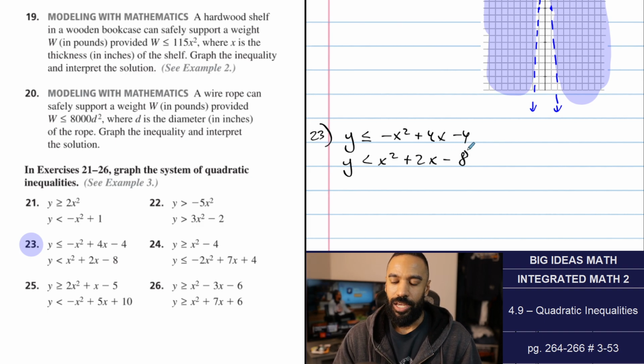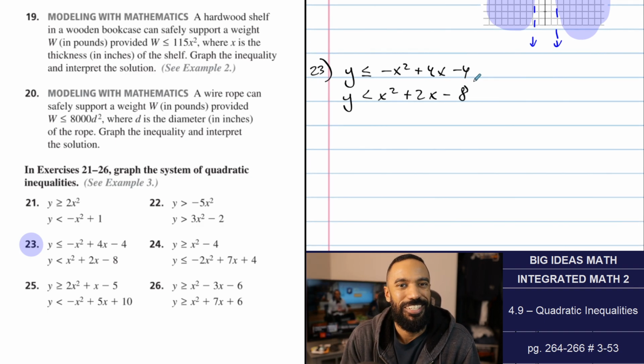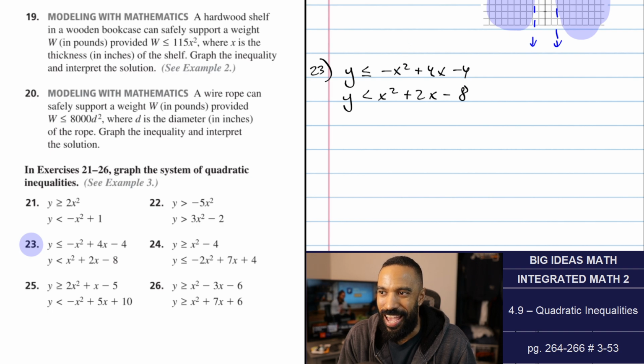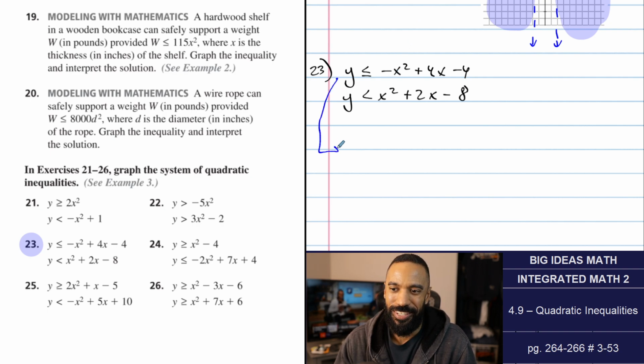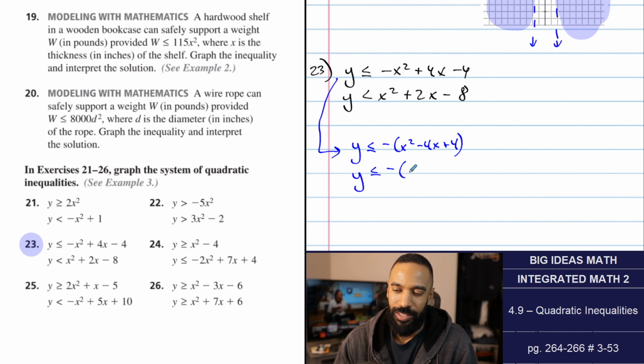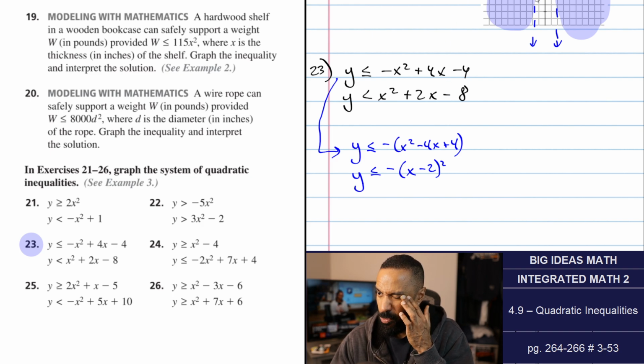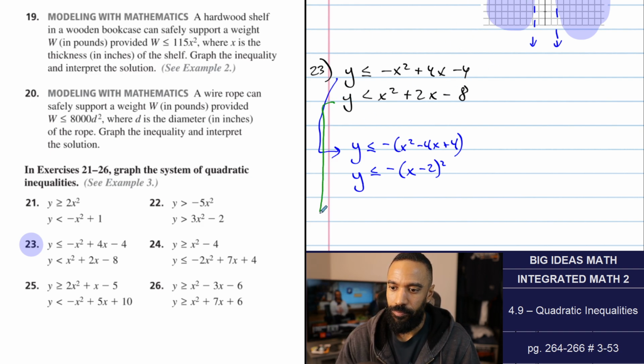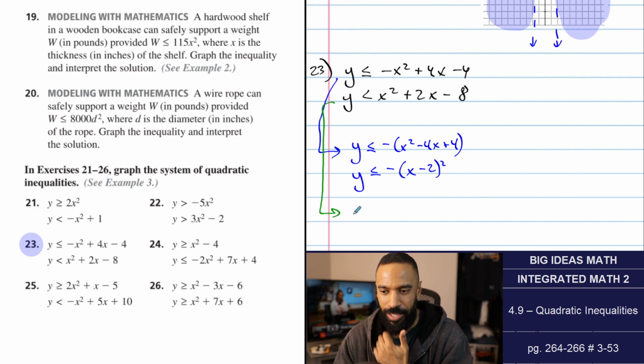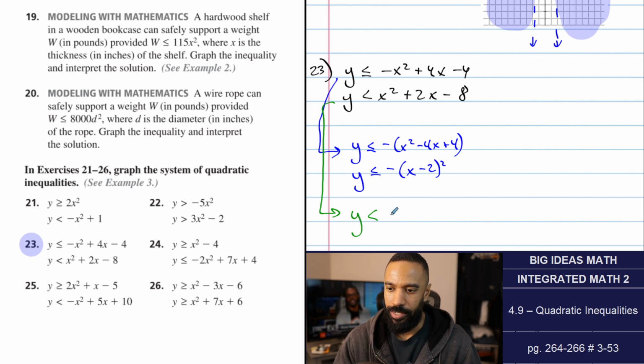I have not yet done the negative b over 2a stuff. I still don't want to, as long as I can do factoring, and these look factorable. So this one, that's a perfect square trinomial. That's actually very close to the one that I made for that one example, like number 15 or something. This one factors to x plus 4 times x minus 2.